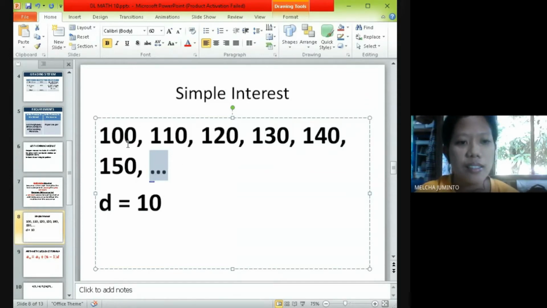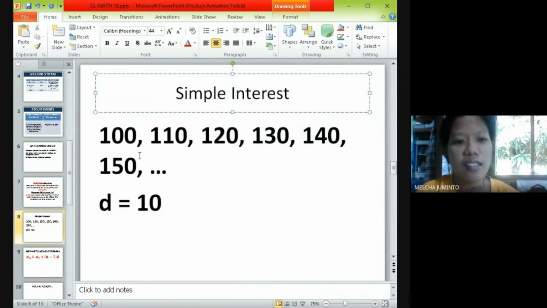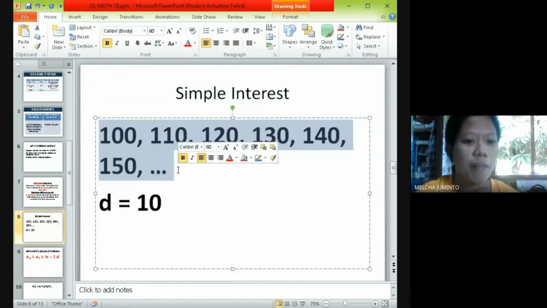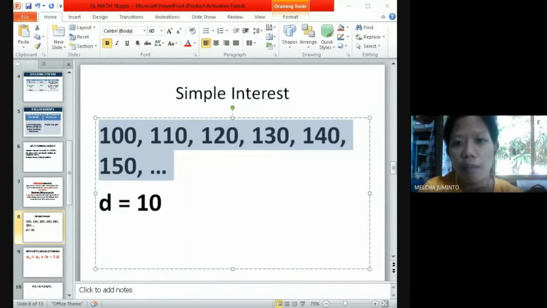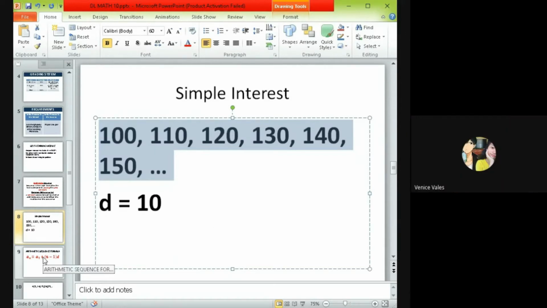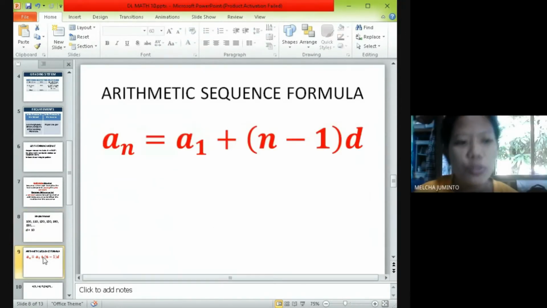So in this case, simple interest, arithmetic sequence is being applied. And there are many other applications of arithmetic sequence. If you try to search online, you can see many more examples of how arithmetic sequence is being applied in real life. Okay? Naintindihan yung explanation ko? Yes po. Now let us move to the formula. The formula that I am talking about.